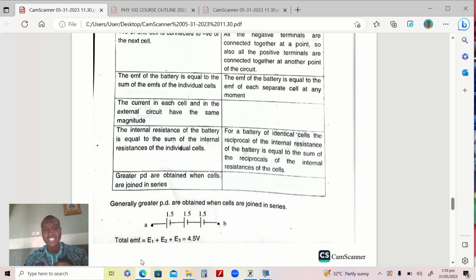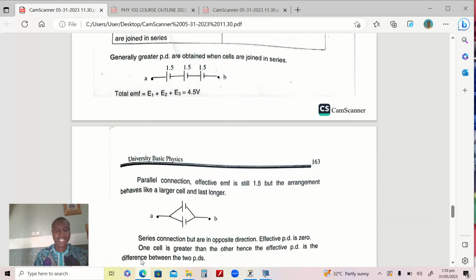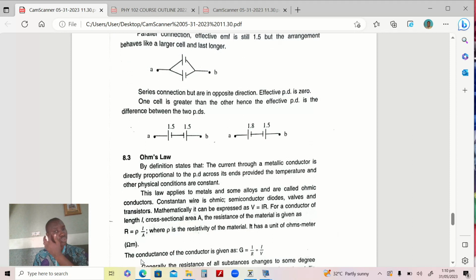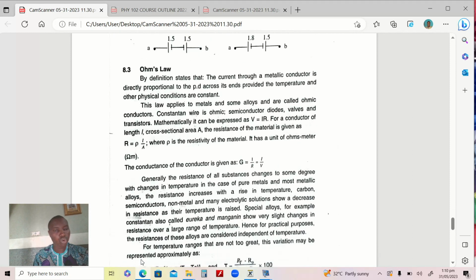Then the EMF of the battery is equal to the EMF of each separate cell at any moment. That's for EMF in parallel. Then we have some other things like that. So please put those ones to heart. Let's deal with Ohm's law now.